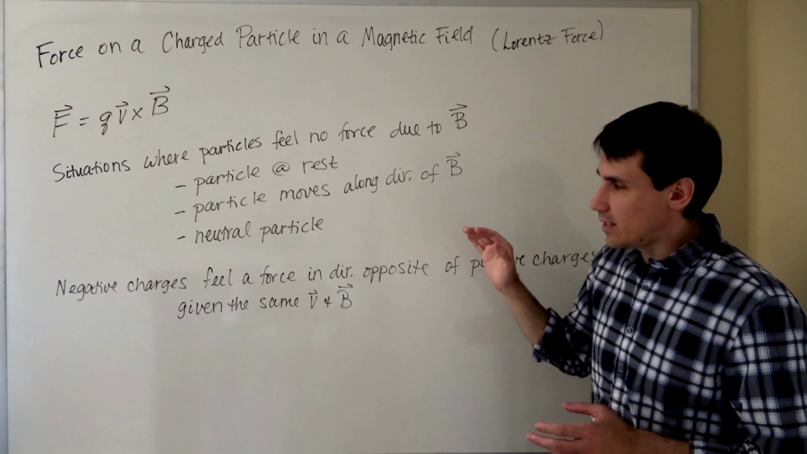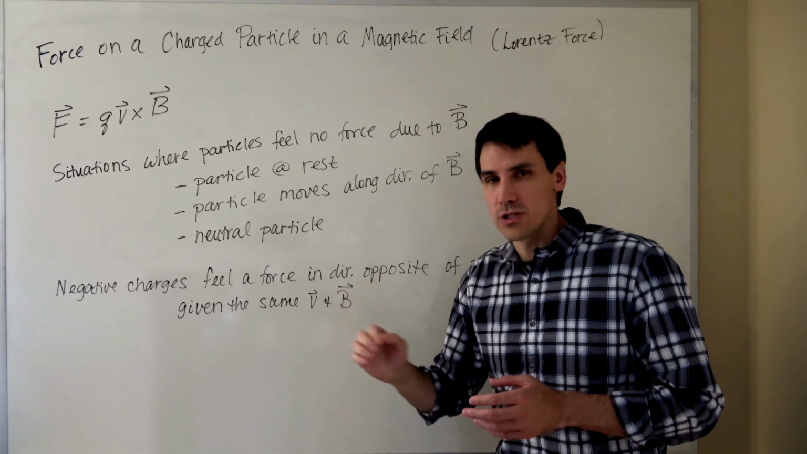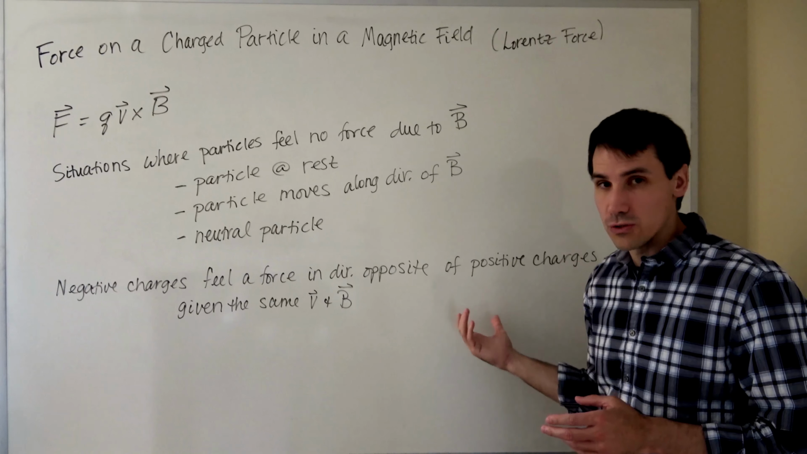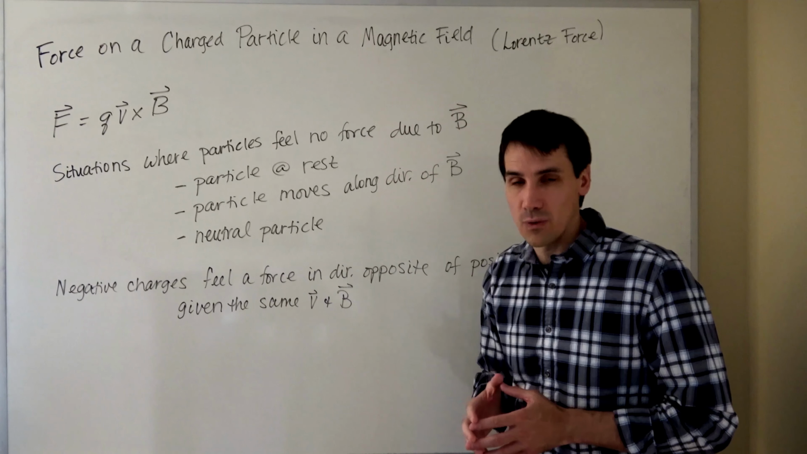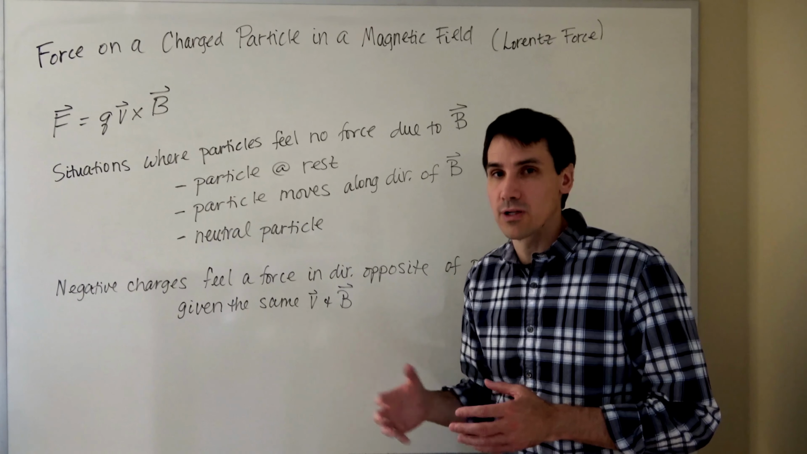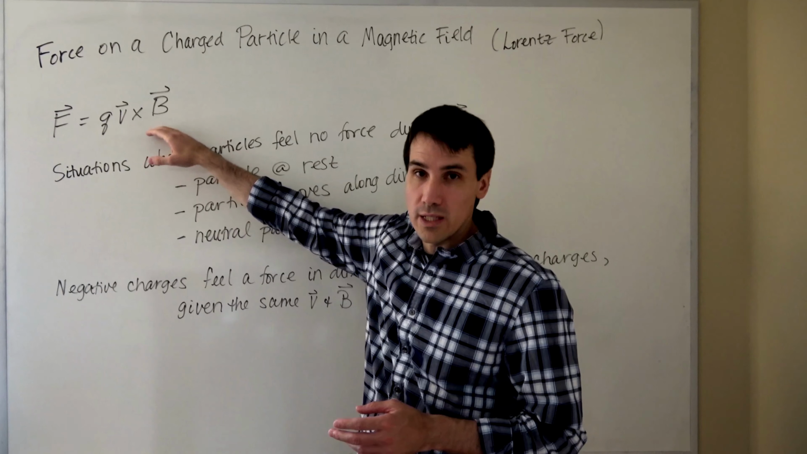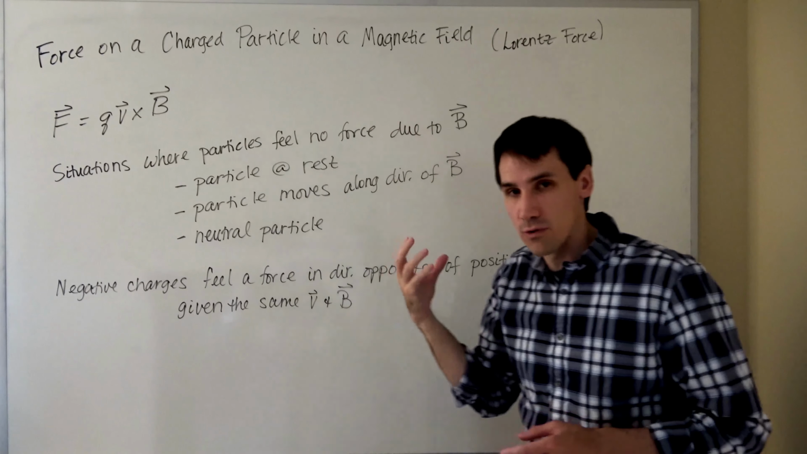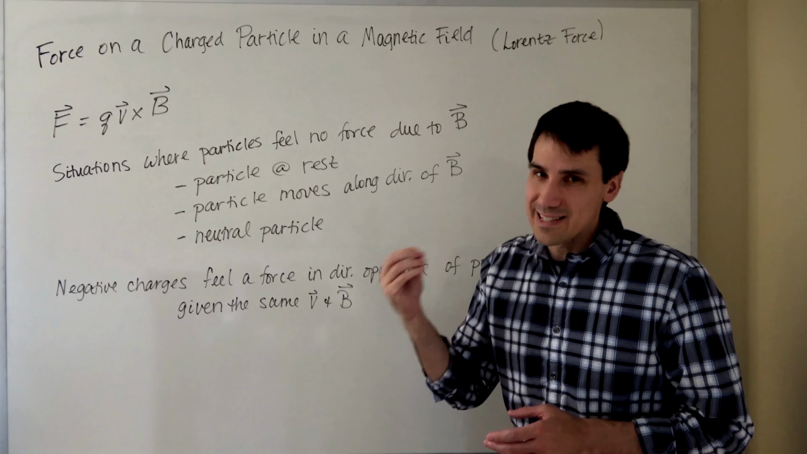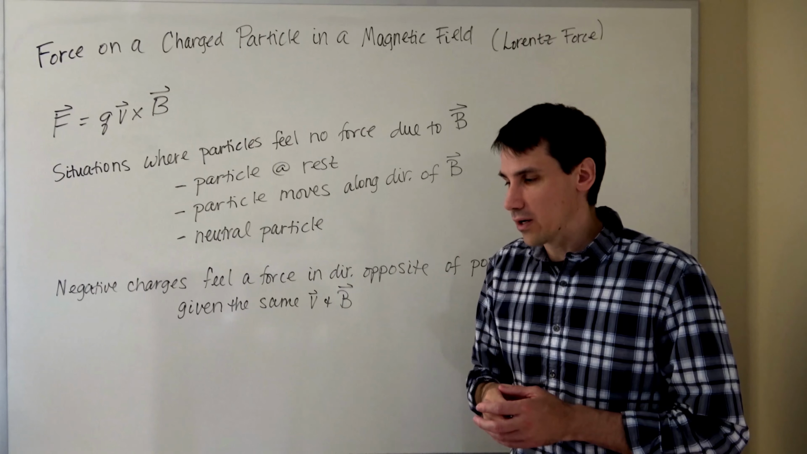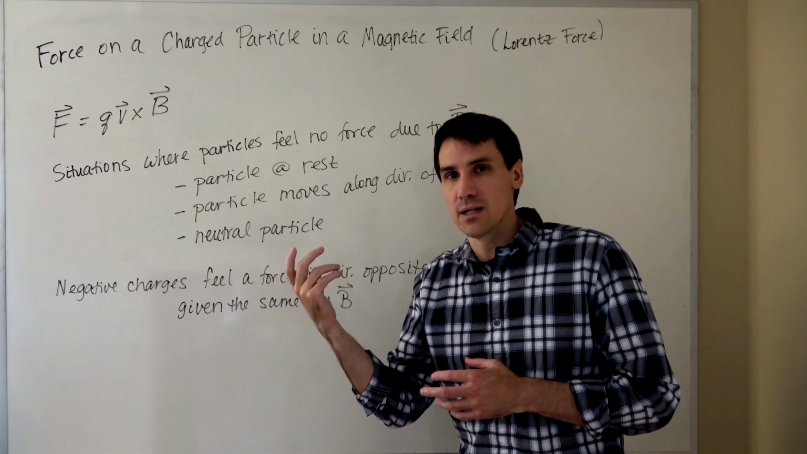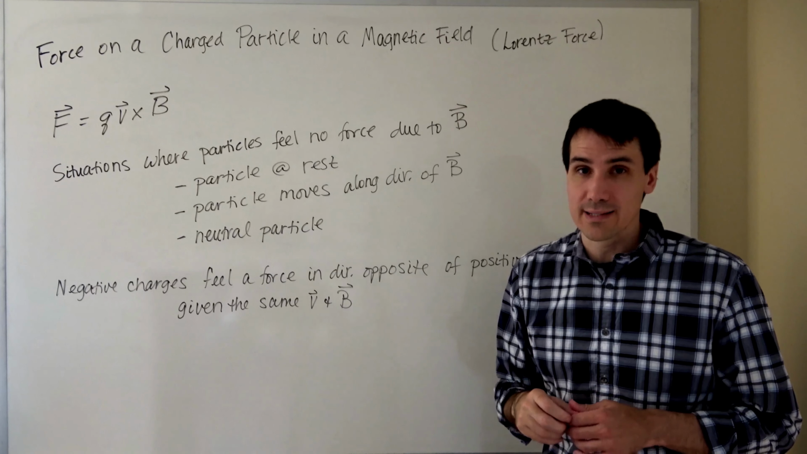Finally, we learned that negative charges feel a force in the opposite direction that positive charges do when experiencing the magnetic force. We found that this came from the addition of a minus sign in front of our force equation when we solved. So our final direction gets reversed when we have a negative charge. This is exactly similar to the case where the force on an electron in an electric field is exactly the opposite of the direction of the force on a proton in that same field.